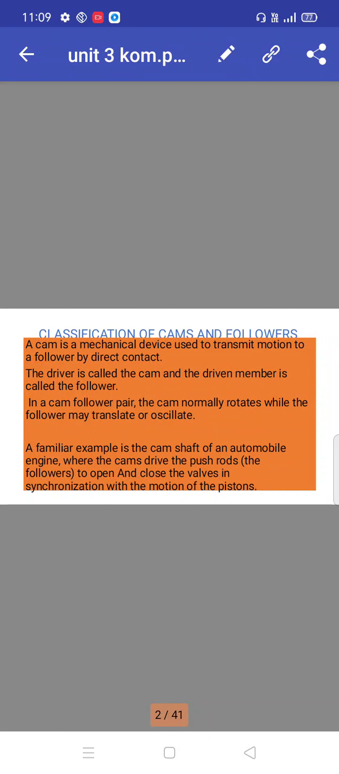Hi friends, today we see about classification of cams and followers. A cam is a mechanical device used to transmit motion to a follower by direct contact. The driver is called the cam, and the driven member is called the follower.